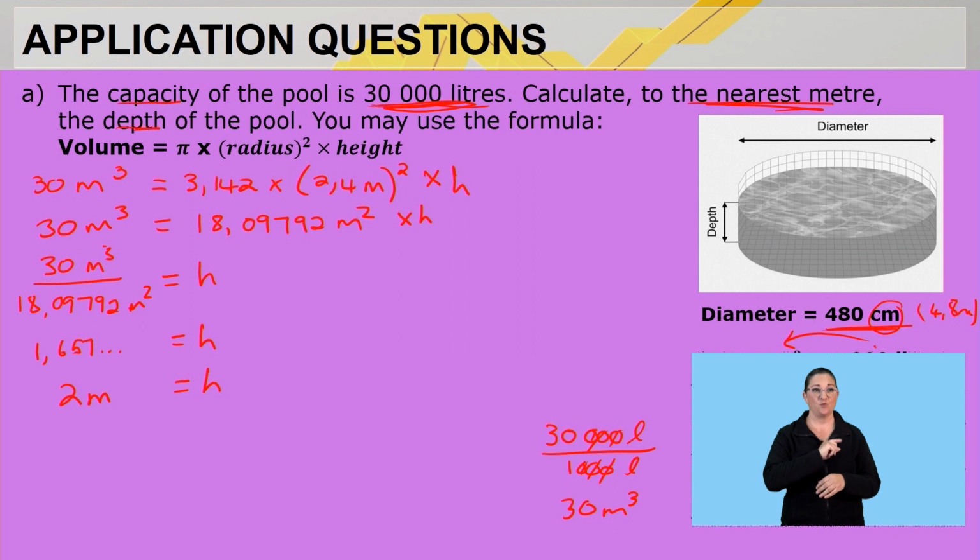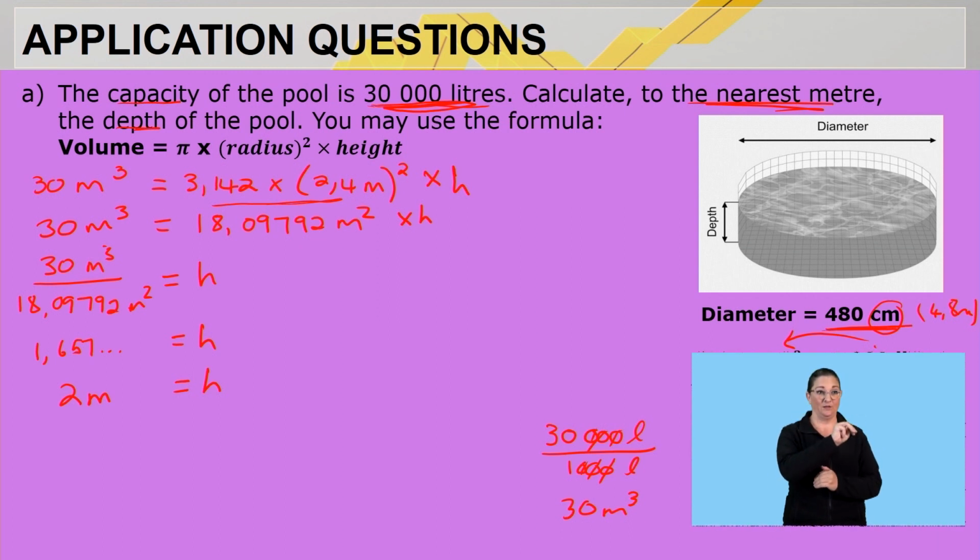I know volume is 30 cubic meters. Pi equals 3,142, multiplied by 2,4 squared, multiplied by height. I simplified 3,142. So basically here, I've calculated the area, right? This is the unknown variable, right? I'm looking for the height. Therefore, I've made it the subject of this formula. I took the volume divided by the area, basically.